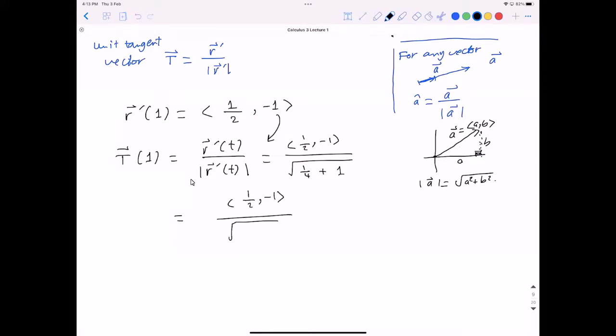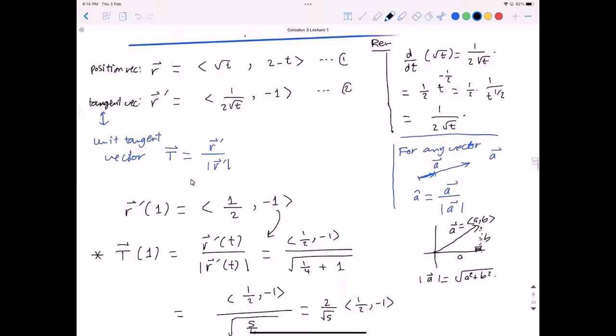To simplify this, we make a common denominator: 4/4 instead of 1, plus 1/4, we get 5/4. The square root of 5/4 is √5 over 2. So we get 2/√5 times this vector (1/2, -1). We can multiply the 2 inside to get rid of this fraction, or leave it as it is, no problem. 1/√5 times (1, -2). This is the unit tangent vector at the time 1.